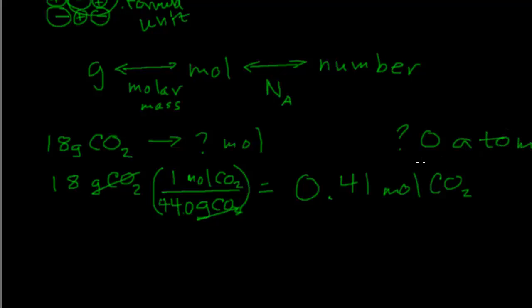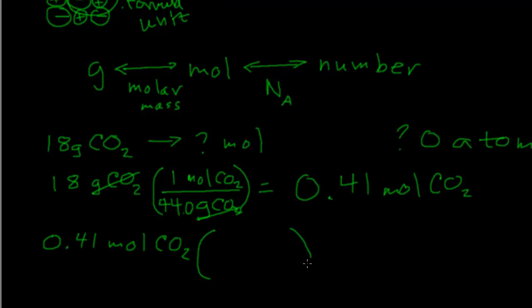So we want to know how many actual oxygen atoms. We can do that conversion right here using some conversion factors and Avogadro's number. So 0.41 moles of CO2, that's what we just calculated. From the formula, what do we know?